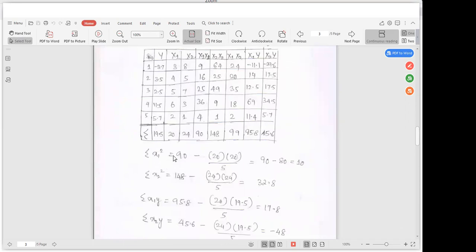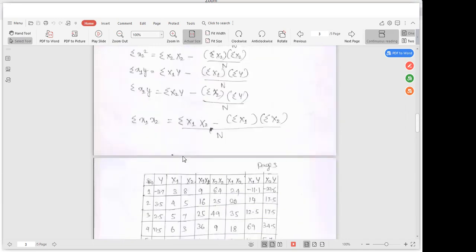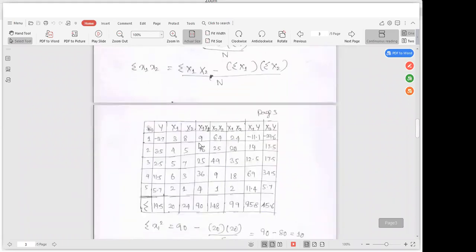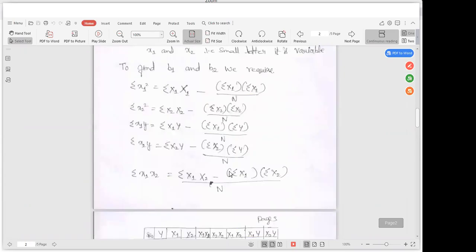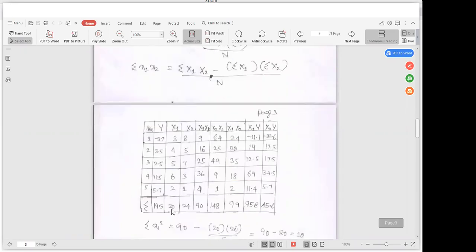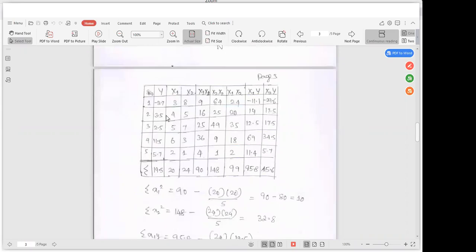Summation of x1 square will be equal to summation of x1 into x1. You can see here, summation of x1 into x1 is 90, minus summation of x1 into summation of x1, so 20 into 20, divided by n. Here we are taking n as 5. So divided by 5, we get 90 minus 80, which is equal to 10.